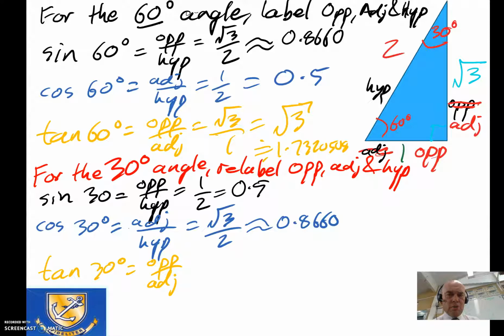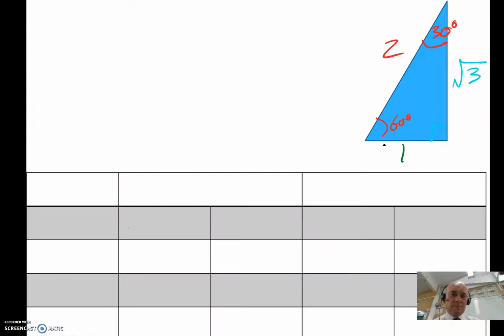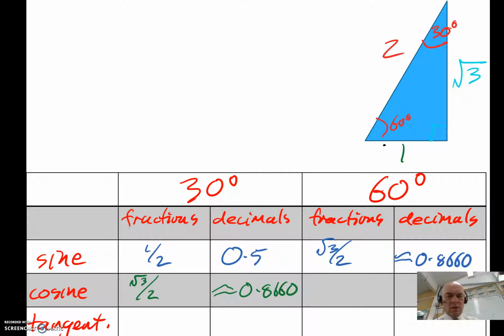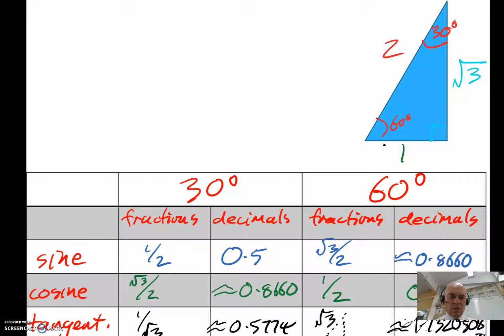Finally, tangent of 30, opposite over adjacent, which is the reciprocal of the square root of 3, and that's roughly 0.5774, but 1 over the square root of 3 is perfect. So to summarize, for 30 and 60, fractions, decimals, sine, cosine, tan: half, 0.5, root 3 over 2 for the cosine of 30, again that same number. Sine is a half, and underneath my picture is 0.5. Tangent's going to be 1 over root 3, which is roughly that, and the tangent of 60 is going to be square root of 3, which is 1.732, and so on.